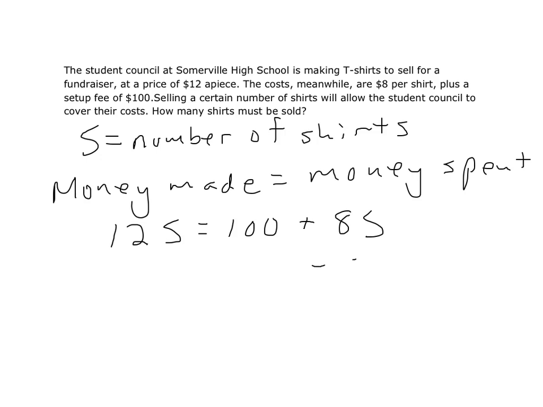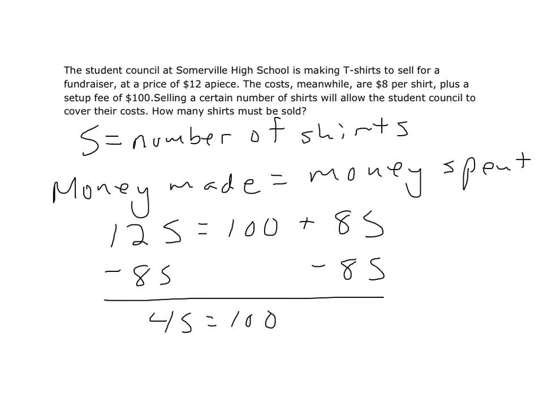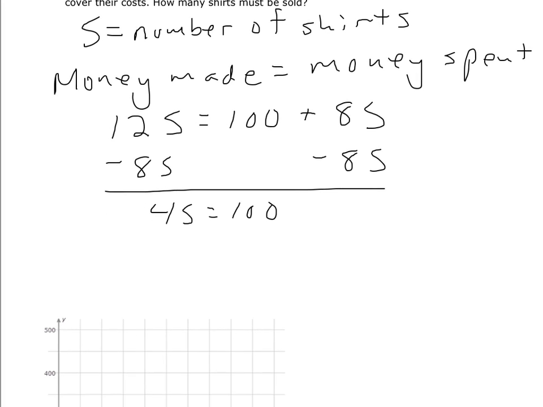So I'm going to subtract 8s from each side. That's going to give me 4s equals 100. Divide each side by 4. And the number of shirts is going to have to be 25. So if you sell 25 shirts, you make exactly as much as you spent.